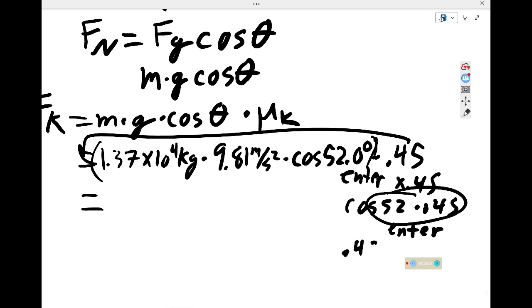Or I just hit 0.45 cosine 52. Either way, you're going to get the same answer.